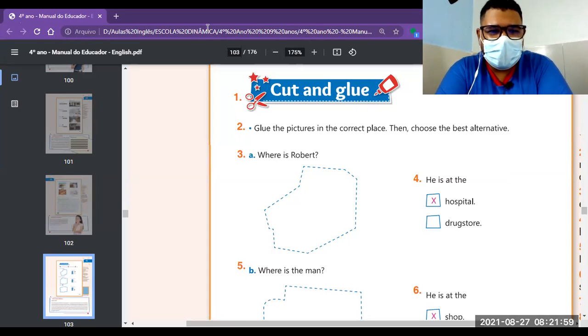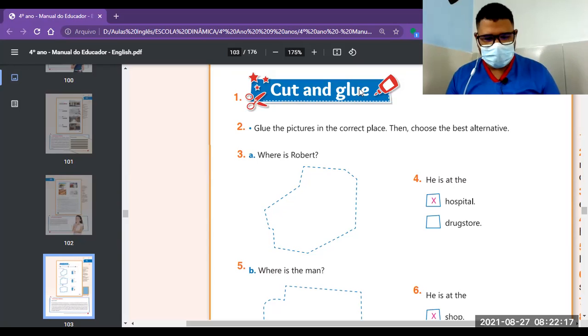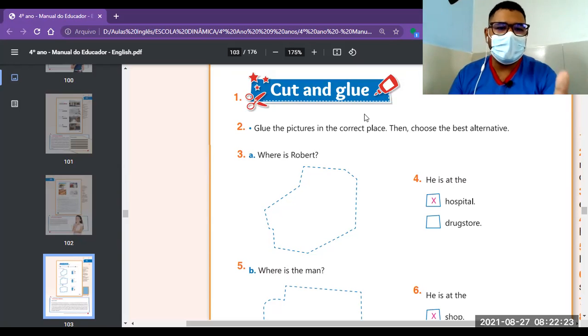Guys, as I said, it's our English class, and today we are going to start with our classwork. Please, guys, this is Mr. Lima, where we are at Dinamica School, so please open your books on page 91. We are going to start on page 91, then we go to page 92 and 93. Those pages will be our classwork.